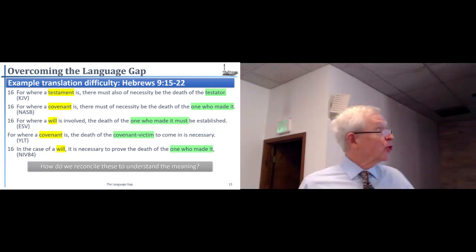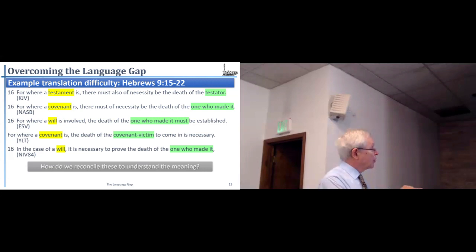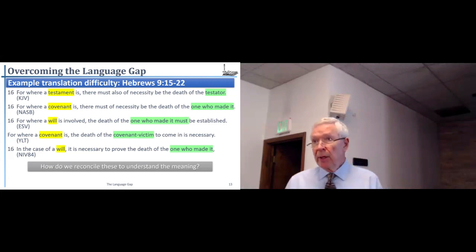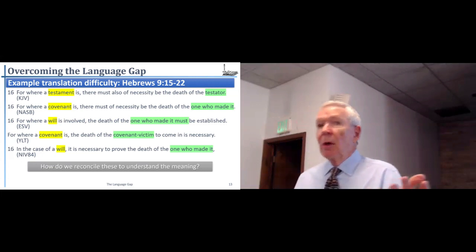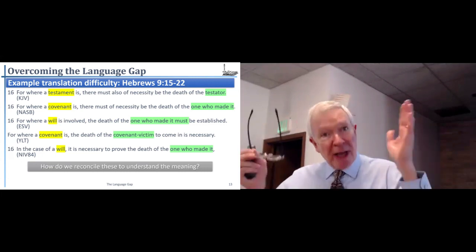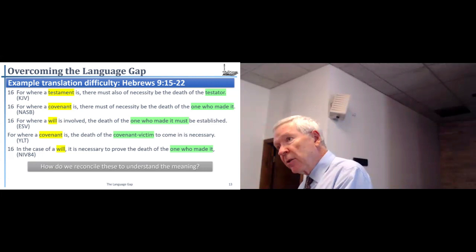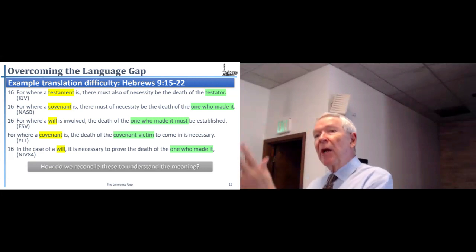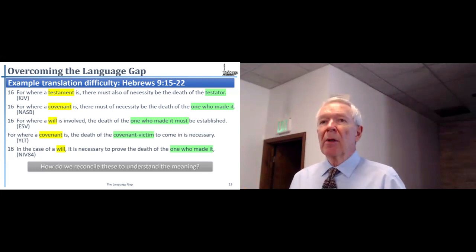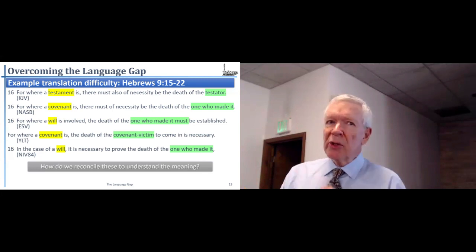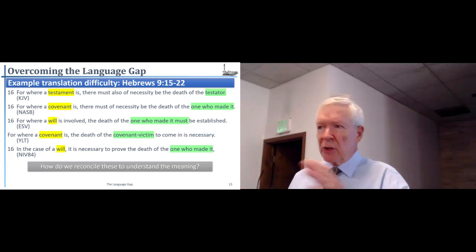If you were reading in the King James, you would have seen that the word is, "For where a testament is, there needs to be the death of the testator." Now, we understand last wills and testaments, right? Someone dies, this last will that they wrote goes into effect, and it describes how they want things distributed that were theirs. But is that really the sense that he's trying to get across here? That's the way it was translated.